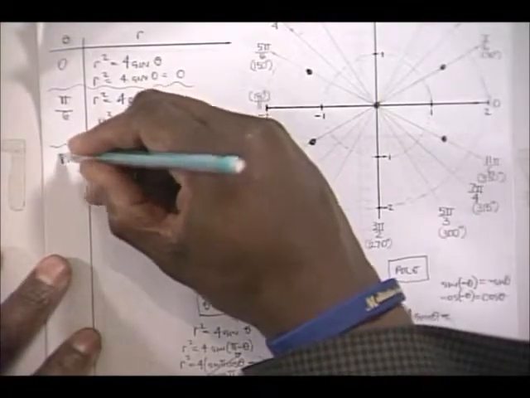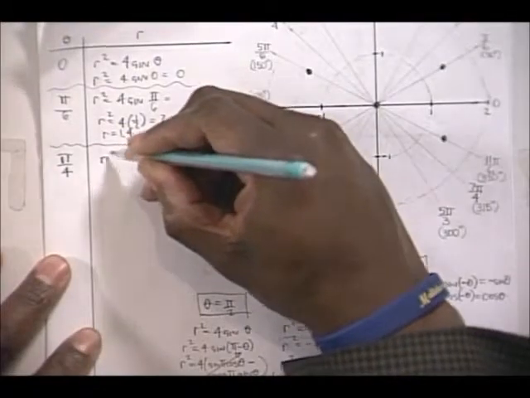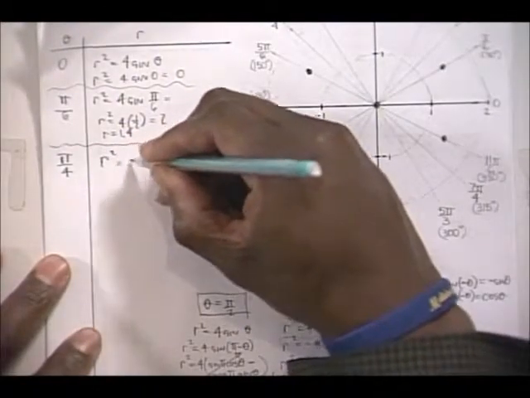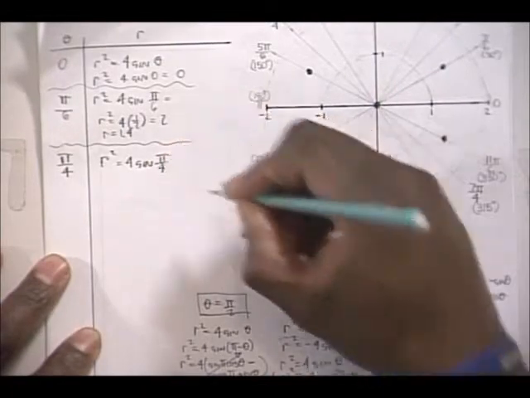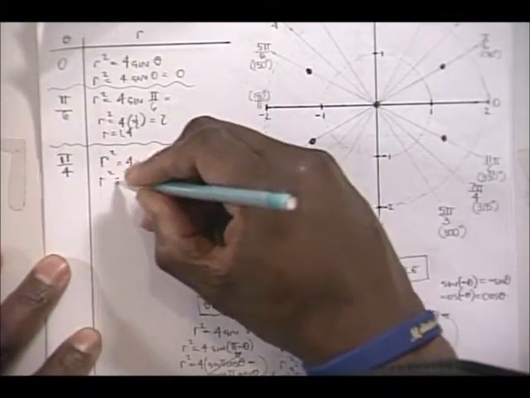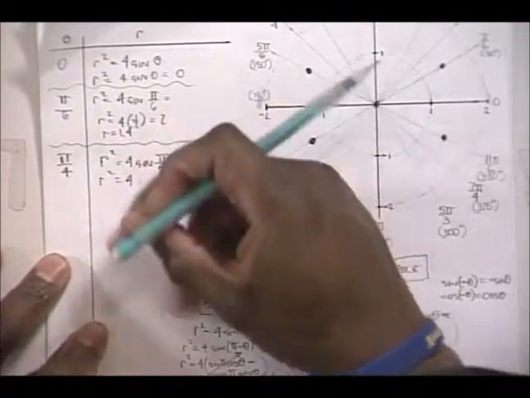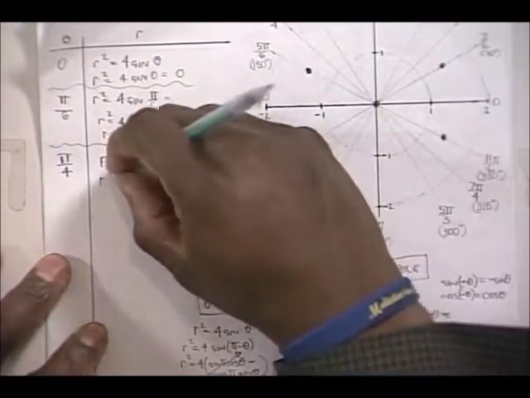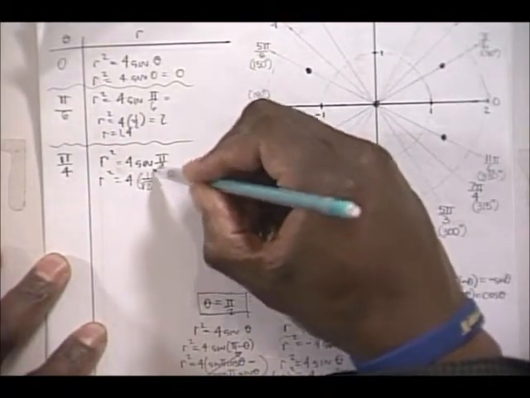Let's substitute in another value for theta. In this case, let's try pi over 4. Let's substitute that into r squared is equal to 4 sine pi over 4. We get r squared is 4 sine of pi over 4. That's 1 over radical 2. Let's put this in a calculator.